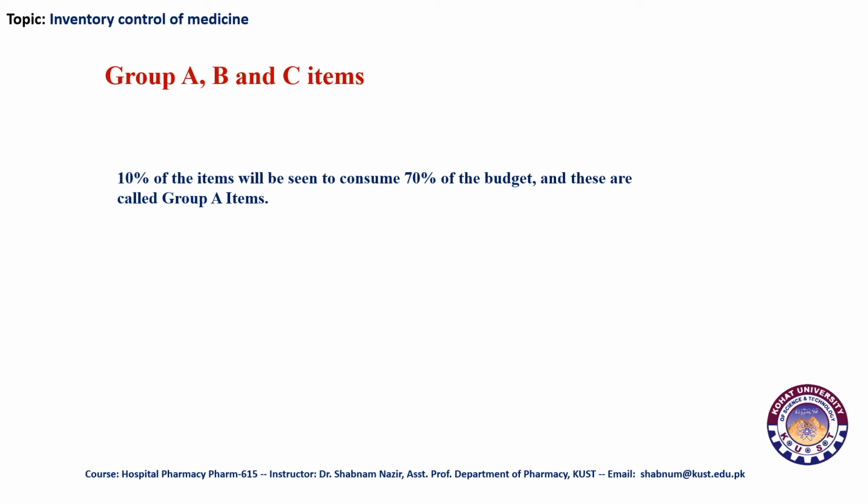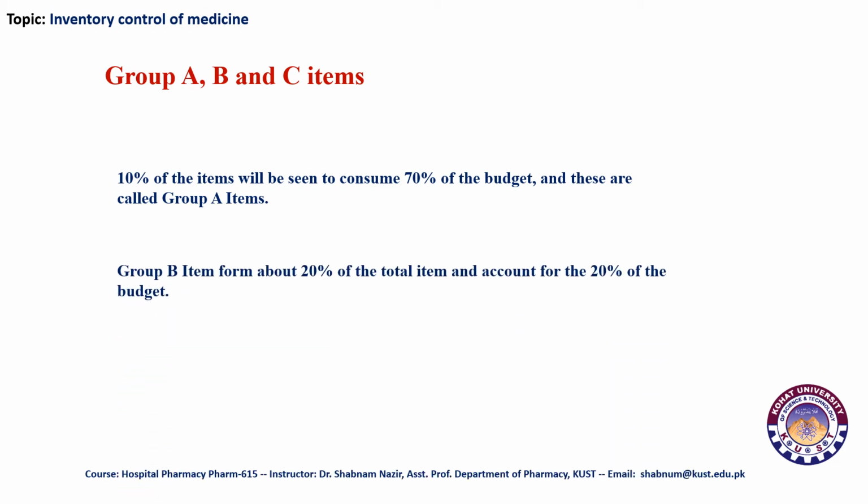Now you can see that it is a big amount of the budget which is being consumed by only 10% of the items which were at the top of the list. And these are called Group A items. When you look at the second group, Group B, it constitutes almost 20% of the total items, and it consumes 20% of the budget too. So it is quite a proportionate division.